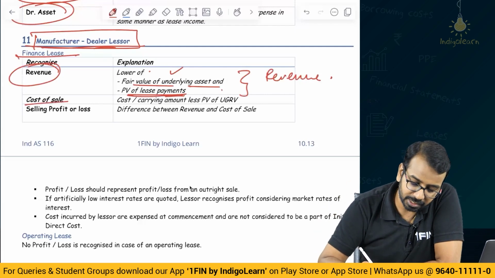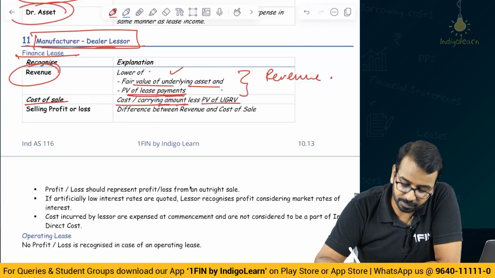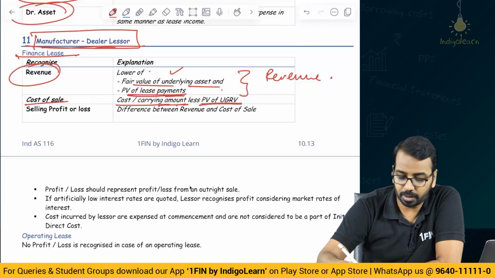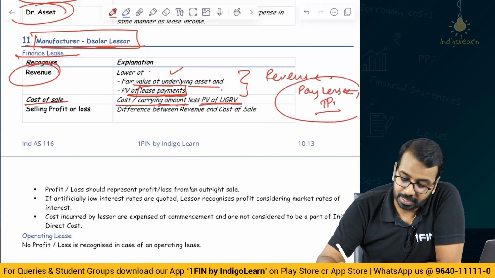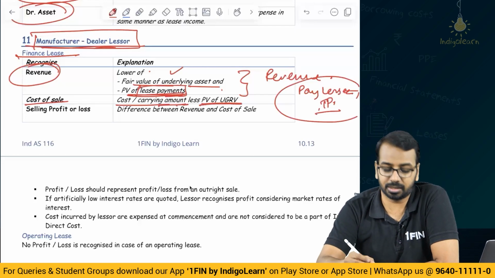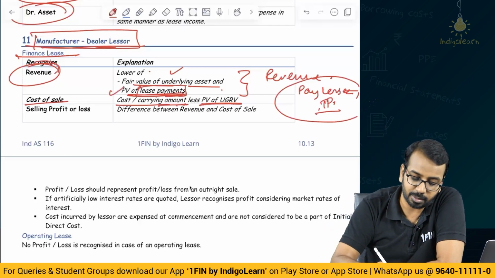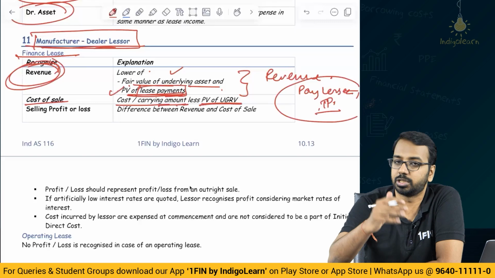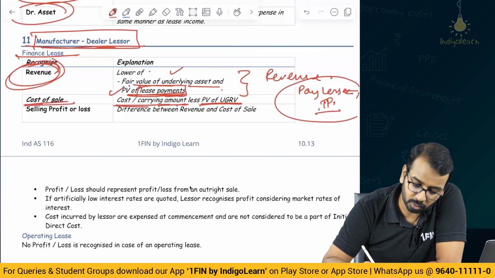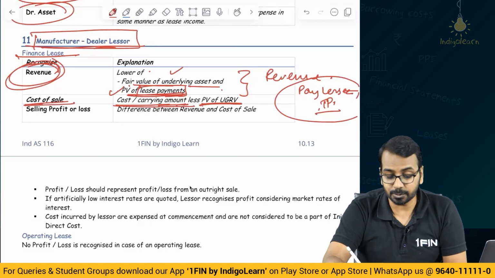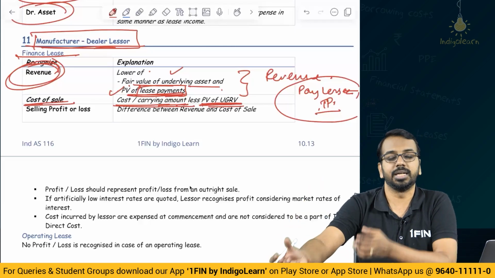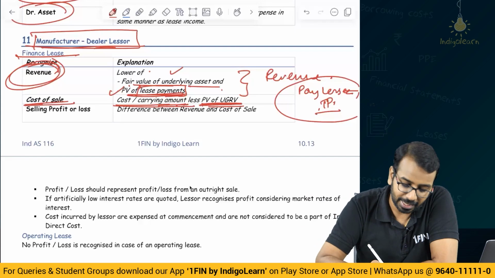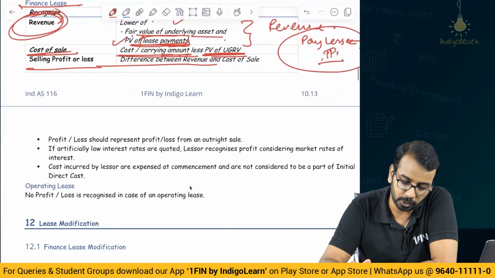Cost of sale is the carrying amount of the asset less the present value of unguaranteed residual value. So what you have to understand is, lease payments include the payments that they will receive from the lessee and the third party. The present value of that will be my revenue as on today, or fair value, whichever is lower. Then cost of sale is the cost of the asset I am giving, minus the present value of unguaranteed residual value, meaning the residual value that will remain with me at the end of the lease term, and the difference will be recognized as profit or loss.